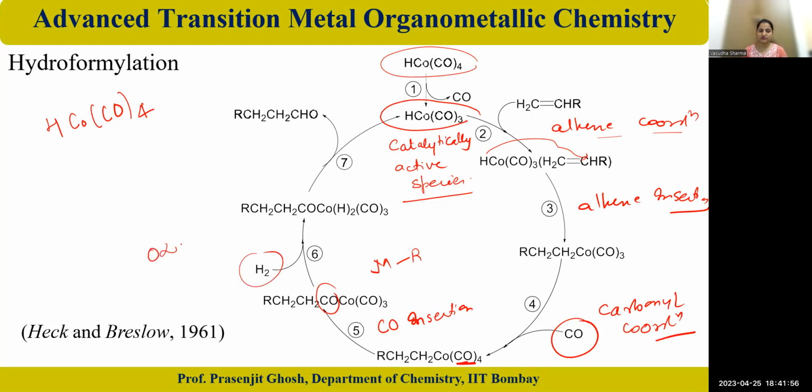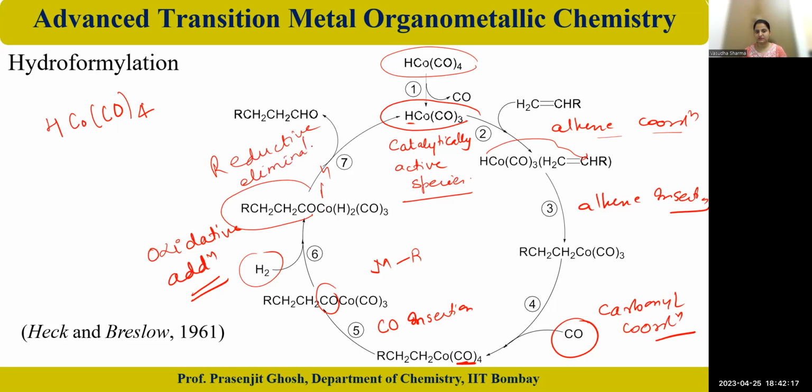Ultimately, oxidative addition of the H2, your reducing agent or the hydrogenating agent. Then ultimately, we will be ending up making this H, and that H, which is coordinated with the cobalt and this particular group, it will undergo as an aldehyde product because of the reductive elimination. So 7 steps are there.